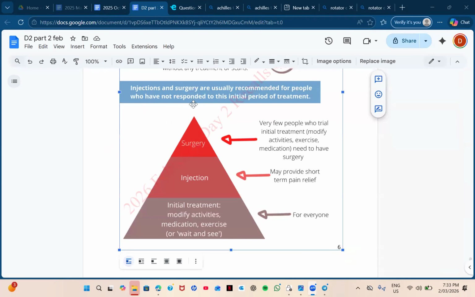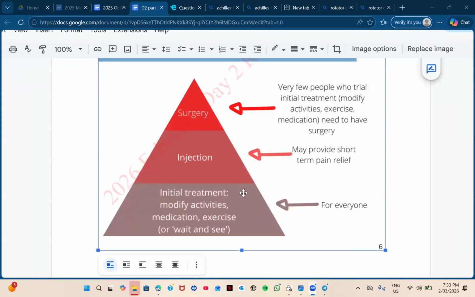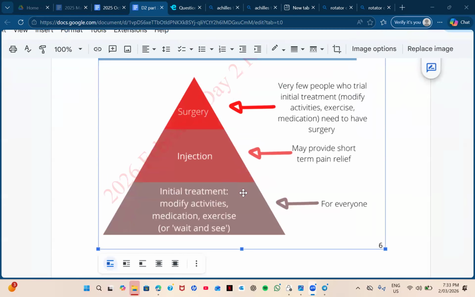Okay, and here also treatment. So initial treatment, first one is modify activities, medications, exercises like pain management. If it is not working, we have to go with steroid injection. Then the last option is surgery. Okay.